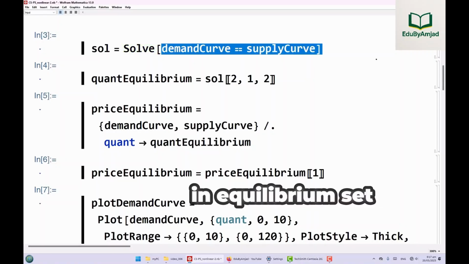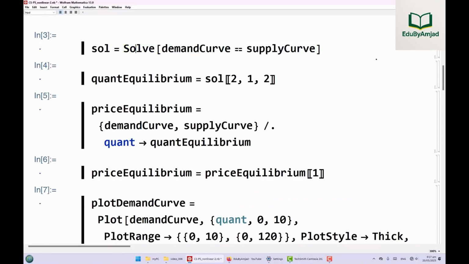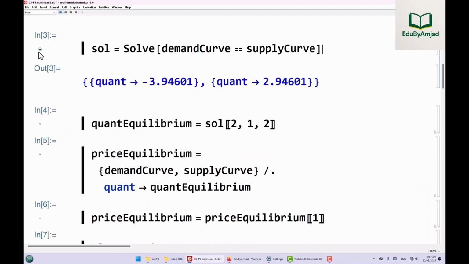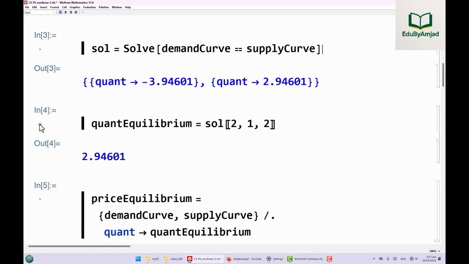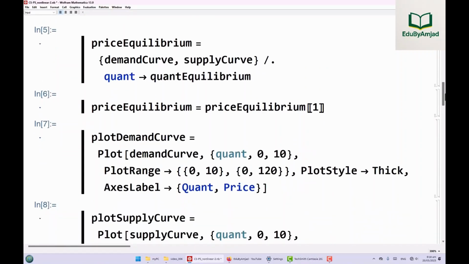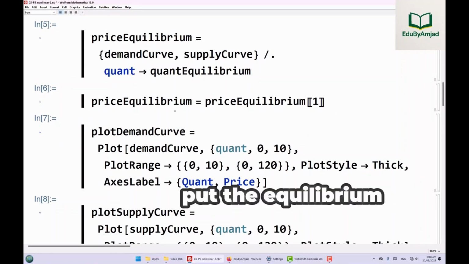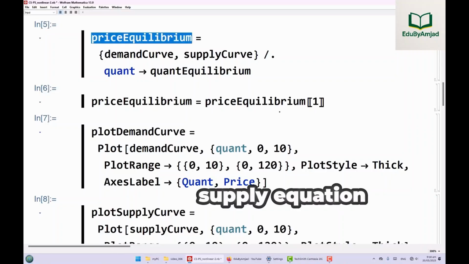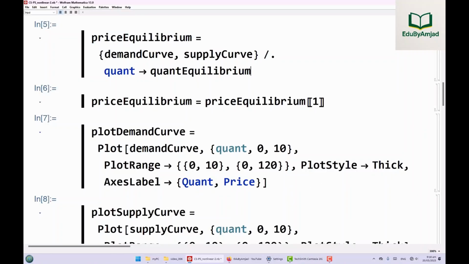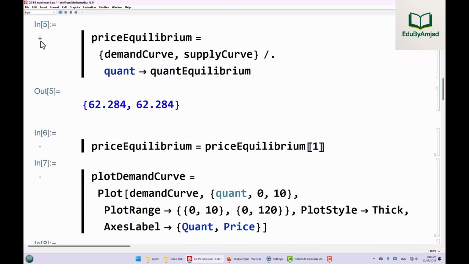In equilibrium, set the demand and supply equal, and solve for the equilibrium market quantity. It is 2.95. Put the equilibrium quantity either in the demand or supply equation and solve for the equilibrium market price. It is 62.28.